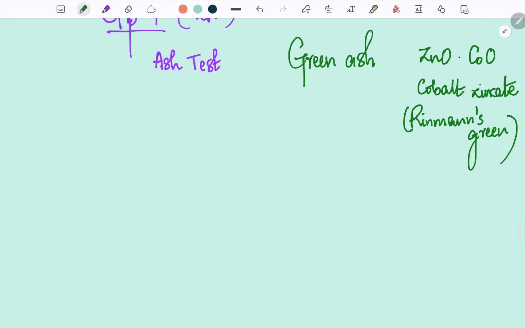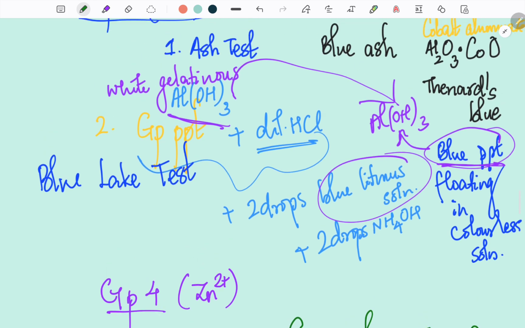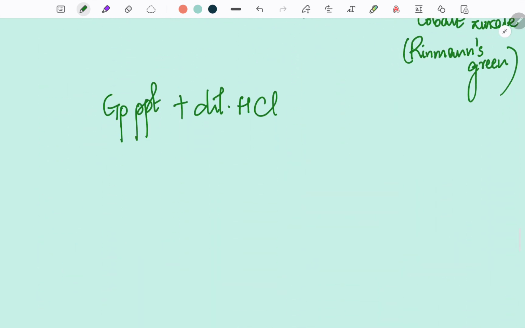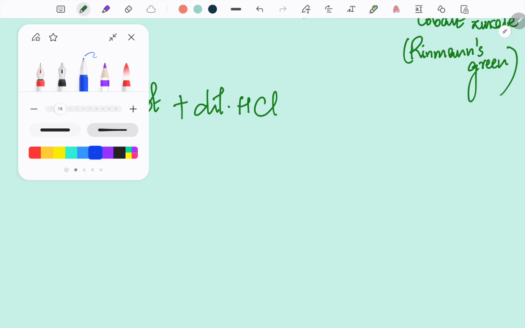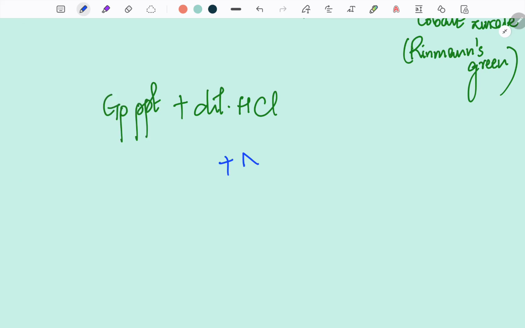Now the second test involves the group precipitate. Okay, now the group precipitate, we need to take it. And what is the solvent that we are using? Again, the solvent is dilute HCl, just like the previous one. Now, after adding dilute HCl, you need to add another chemical which is sodium hydroxide, and this should be added drop by drop. When you're adding it drop by drop, you will slowly see that a white precipitate will start to form.